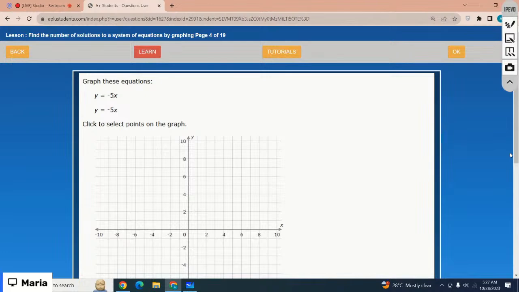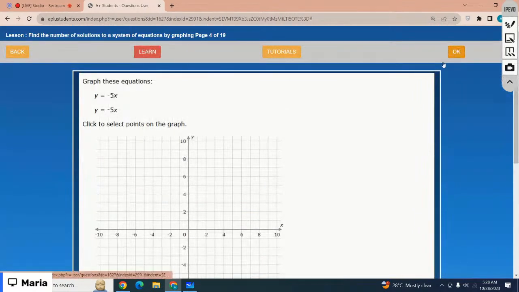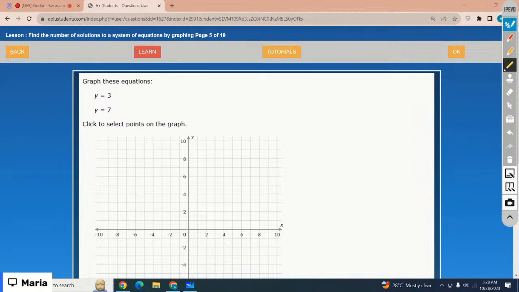Both the equations are identical, -5x, so they have infinitely many solutions, right? Now y equals 3 and y equals 7. Here is the line y equals 3 and here is the line y equals 7. So they are just two parallel lines. That means they have no solution, right? The correct option is no solution.